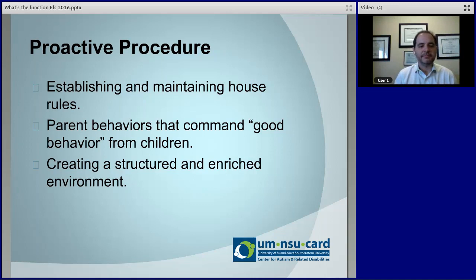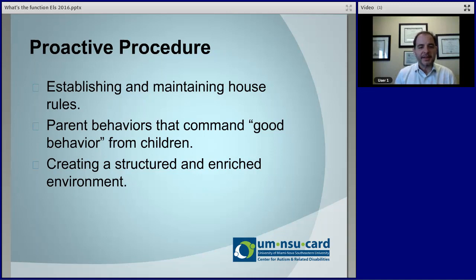We might set up house rules to make the expectations clear and not make consequences seem so out of nowhere. We can warn children. We can present these visually. Parent behaviors that command good behavior from children, right? That's these structures, it's these routines. And we also want to create these structured and enriched environments at home where there is lots of access to these reinforcers for appropriate behavior.